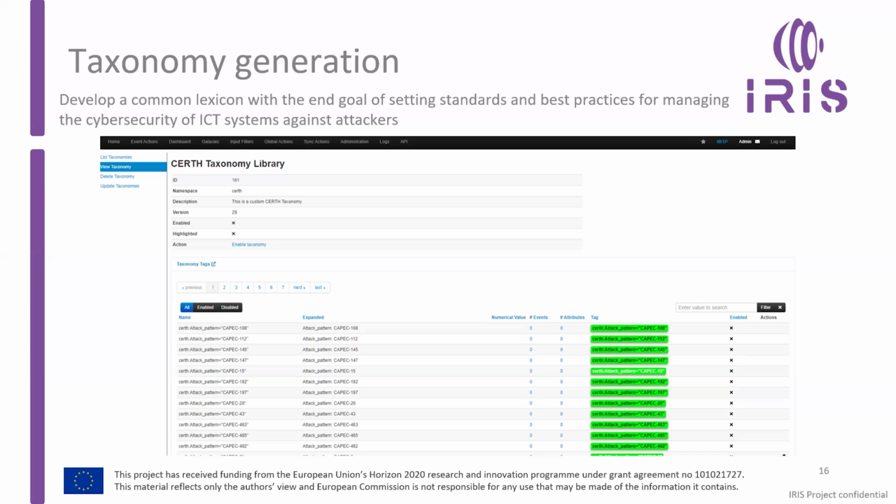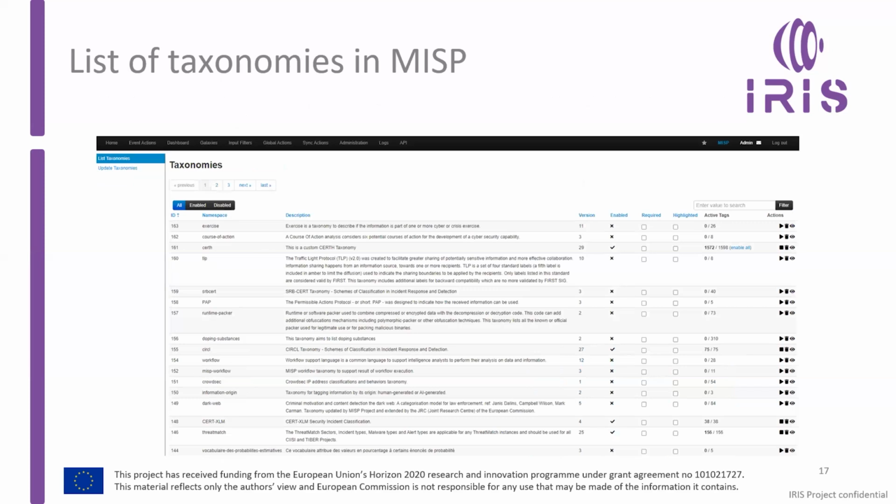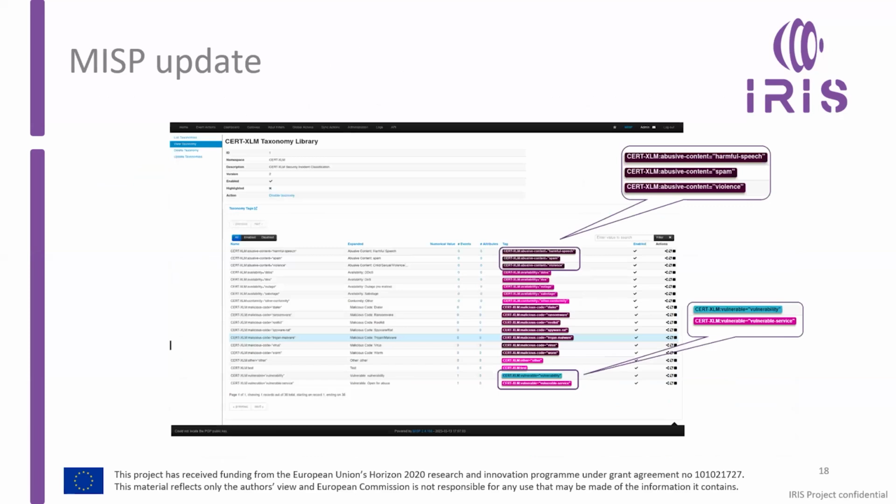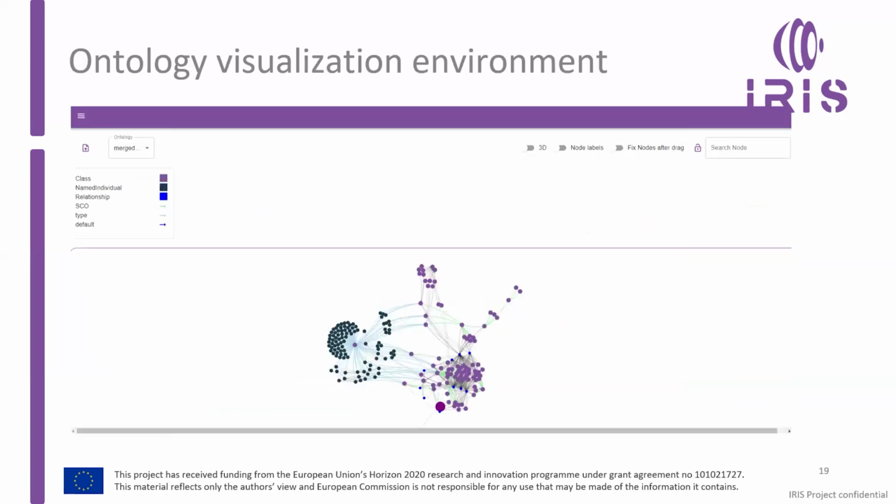In the next one, you will see the list of taxonomies that are stored in MISP. The MISP update, as I told you, is in this slide. You can see the CertXML taxonomy, and at the top down, you will see the update of the existing taxonomy.